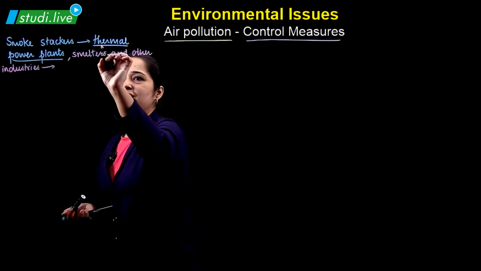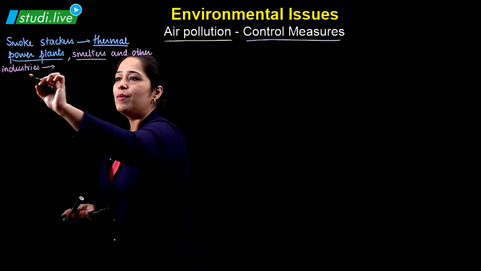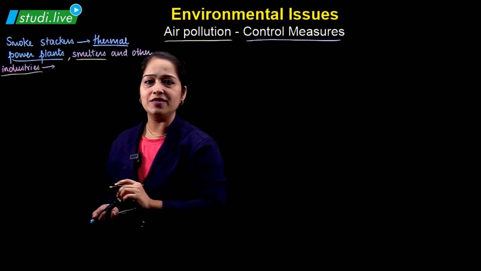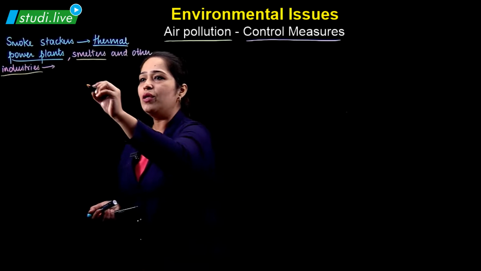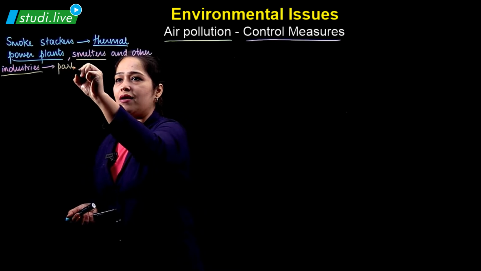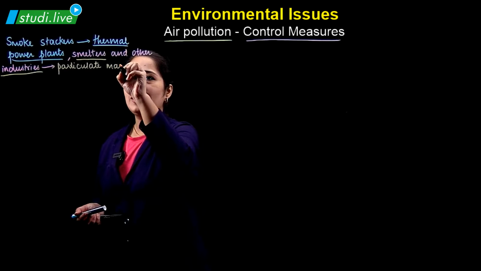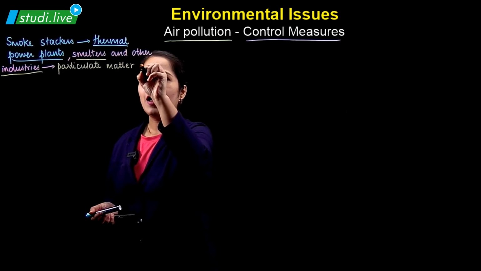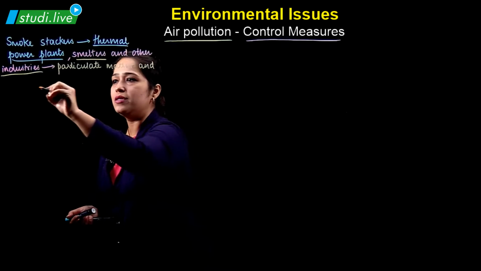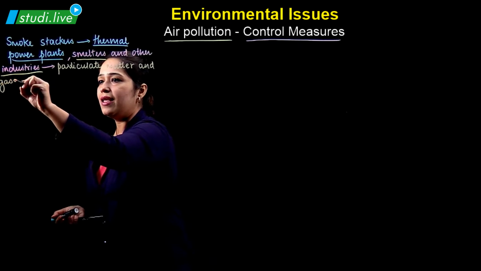So first are these thermal power plants, smelters and other industries. So what do they release? They release particulate matter, which can be solid or liquid, and gaseous pollutants in the air.